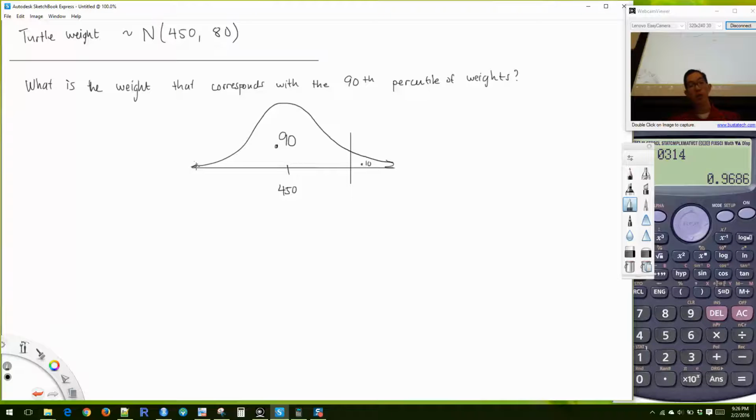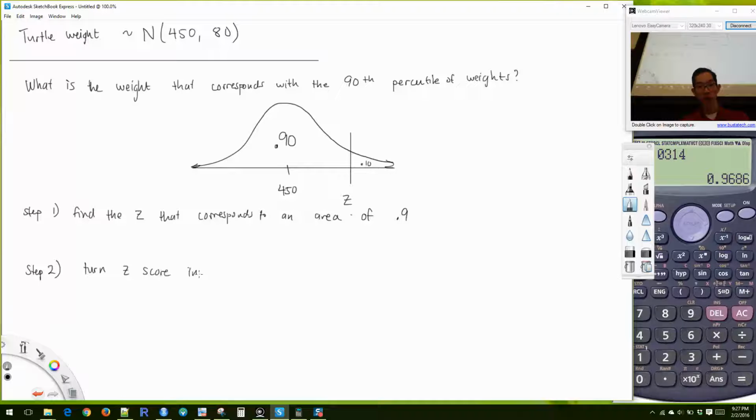So what this says is that we can find the z that gives me an area to the left of 0.9, okay? So the steps here, for what is the weight that corresponds to the 90th percentile of weights, there's two steps, okay? Step 1, find the z that corresponds to an area of 90%. And then step 2 is turn the z-score into a measurement, or in this case, a weight.